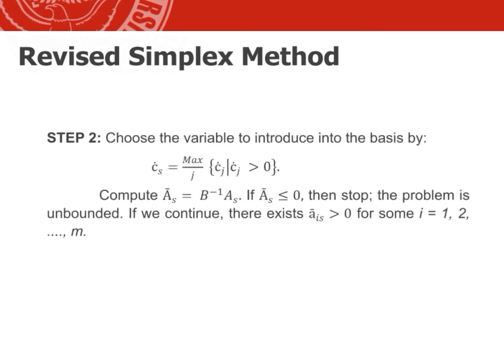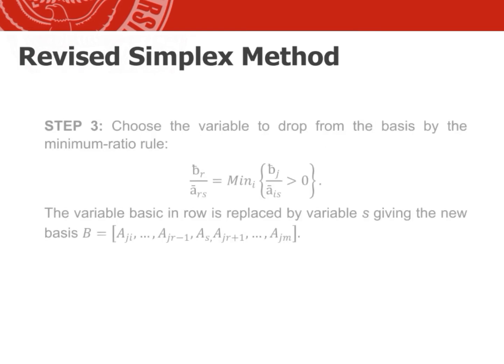Step 2. Choose the variable to introduce into the basis by c̄_s = maximum of {c̄_j : c̄_j > 0}. Compute ā_s = B^-1 a_s. If ā_is is less than or equal to 0 for all i, then stop. The problem is unbounded. If we continue, there exists ā_is greater than 0 for some i = 1, 2, etc., m.